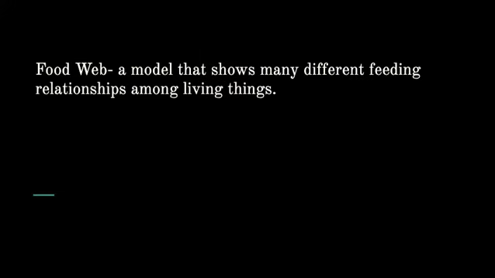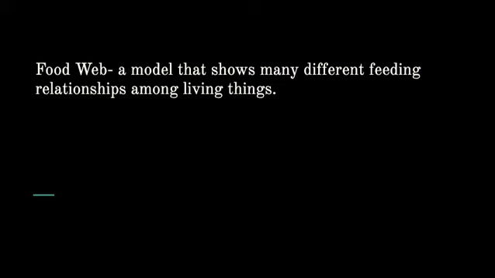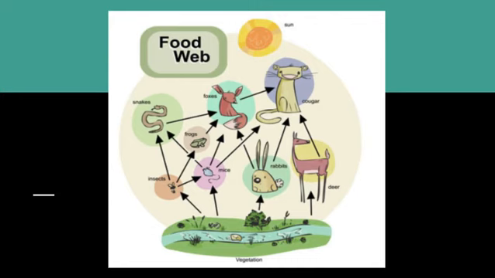So food web, model that shows many different things feeding off of each other and the relationships that they have. And remember, they pretty much always start with energy from the sun. That's super important to know. The sun starts pretty much every single food chain because without this guy, the grass can't grow, the grasshopper can't eat, the frog can't eat, the snake can't eat, the hawk can't eat, and finally the fungi can't do their job either. Now let's take a look at a food web.